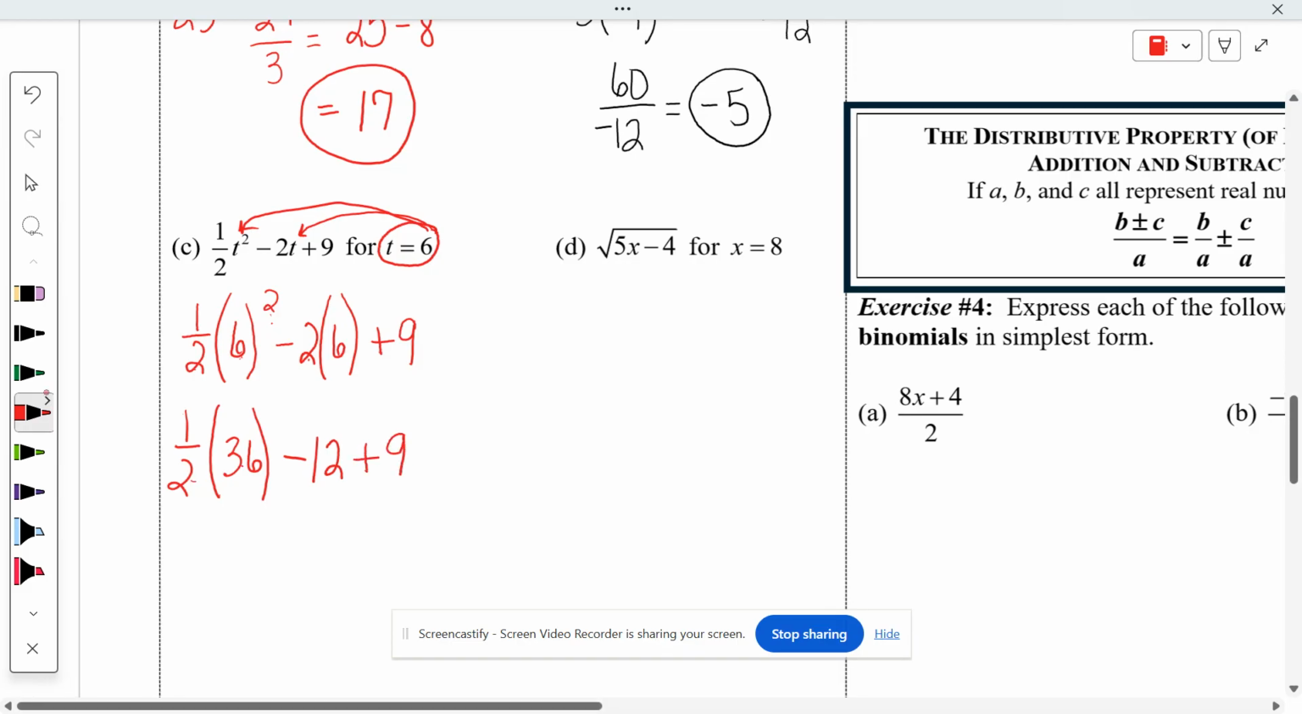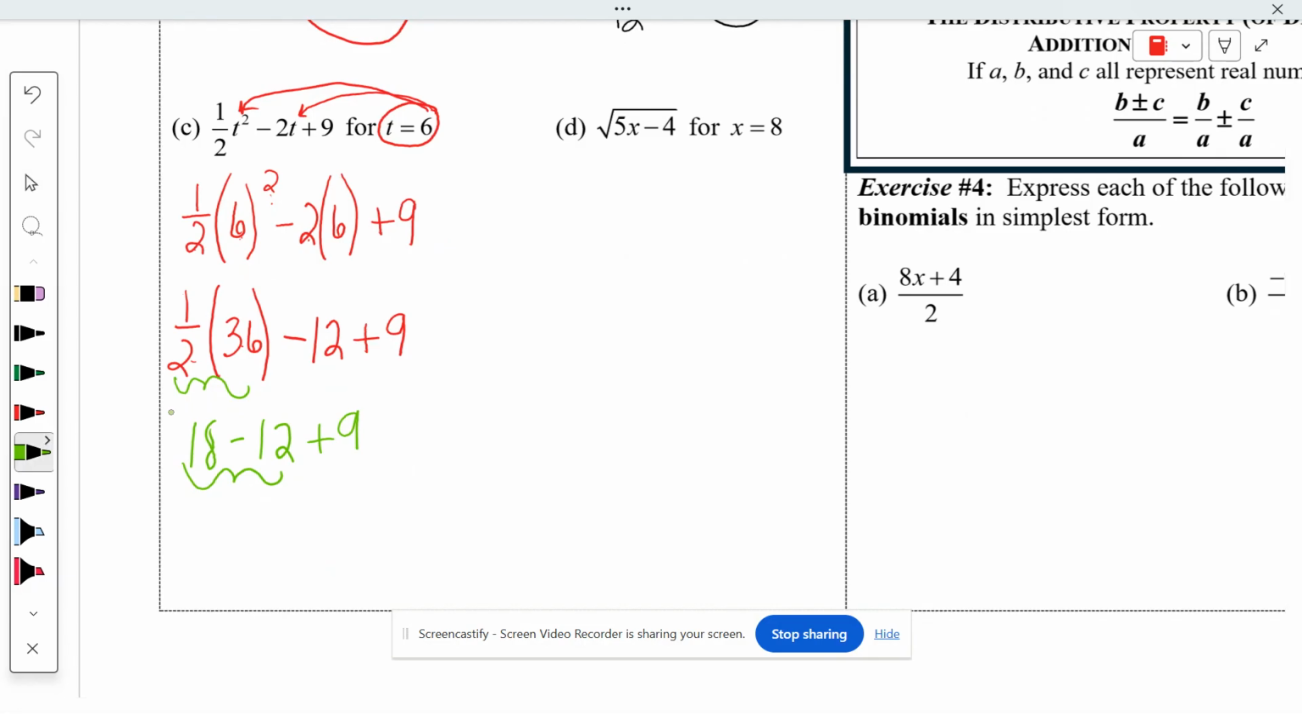I still have a multiplication that I need to finish. So 1/2 of 36 is 18, minus 12, plus 9. Order of operations says I do subtraction and addition in the order they appear. 18 minus 12 is 6, plus 9 is 15.